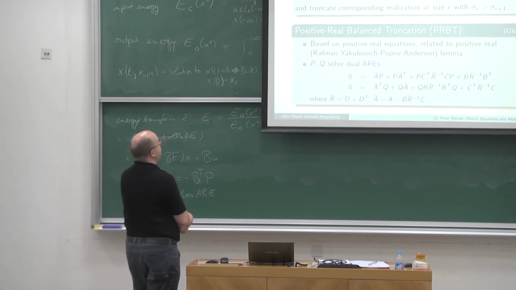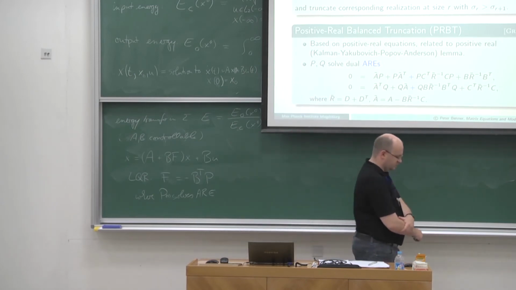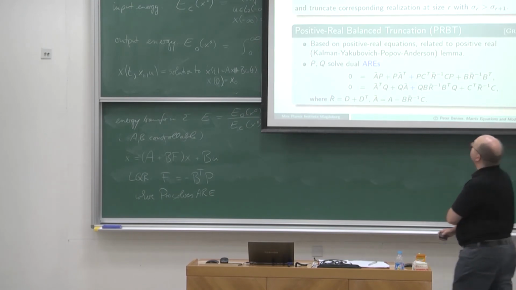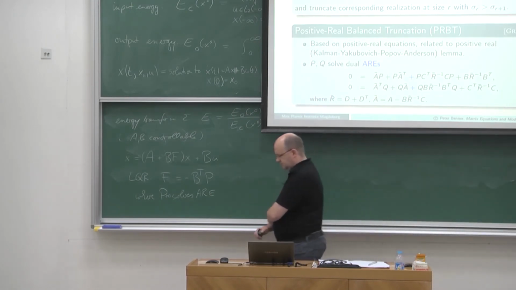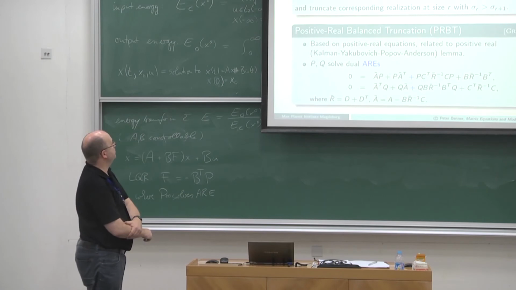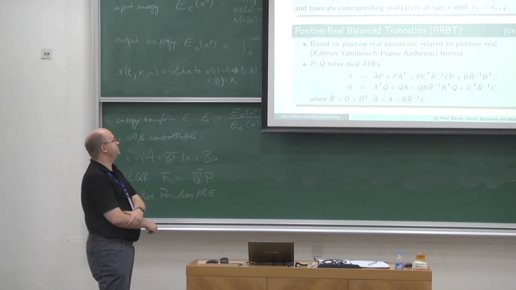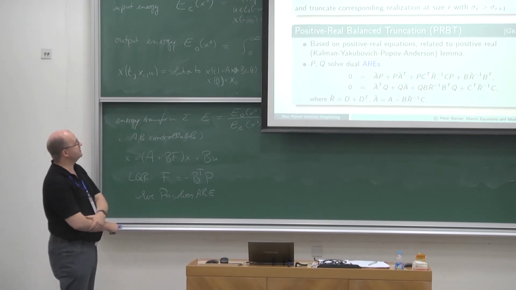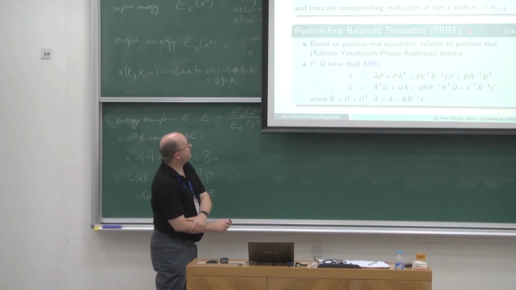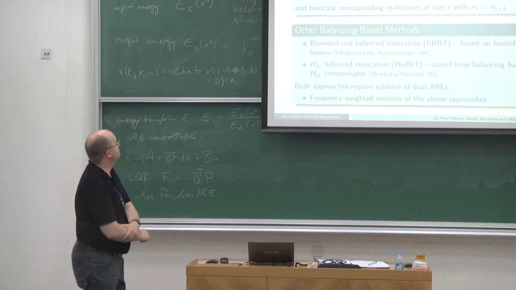Then there is positive real balanced truncation. It's again based on balancing using two Riccati equations. It's related to what is called in system theory the Kalman-Yakubovich-Popov-Anderson lemma, or Kalman-Yakubovich-Popov lemma, mostly, sometimes with Anderson. And this only applies again to stable problems, but it has nice properties that we will see in a second.